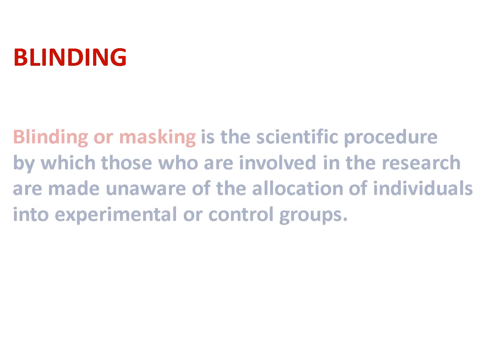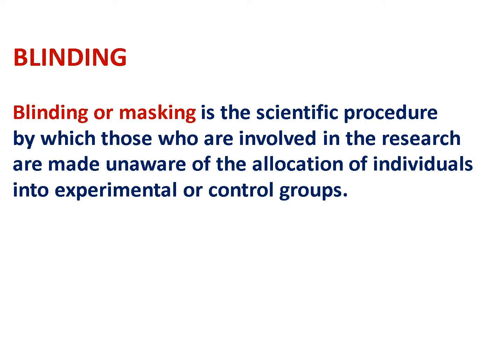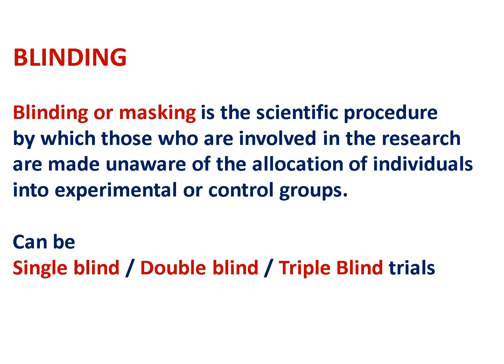Next, we will go through blinding. What is blinding? Blinding, otherwise known as masking, is the scientific procedure by which those who are involved in the research are made unaware of the allocation of individuals into experimental or control groups. Blinding can be single blinding, double blinding, or triple blinding trials.